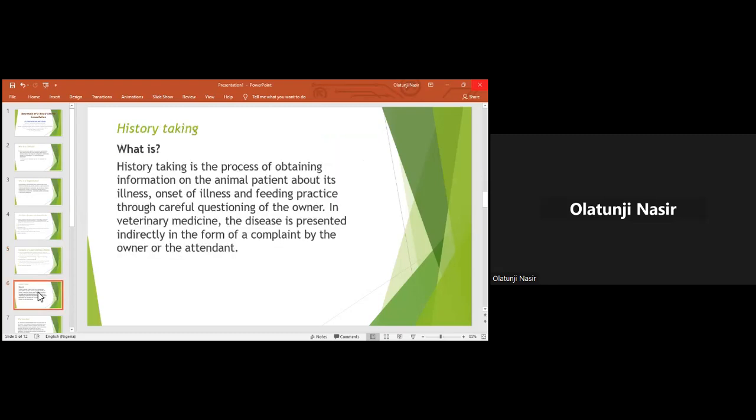Before we go to the issue of history taking, let's come back to class. I need 3 of you, one after the other, to tell me what should be the attributes. Mention 3 or 4 attributes.